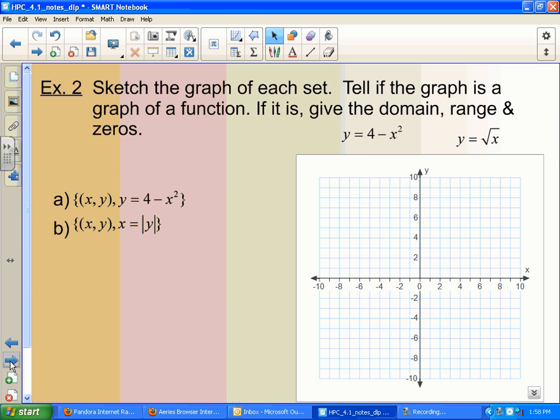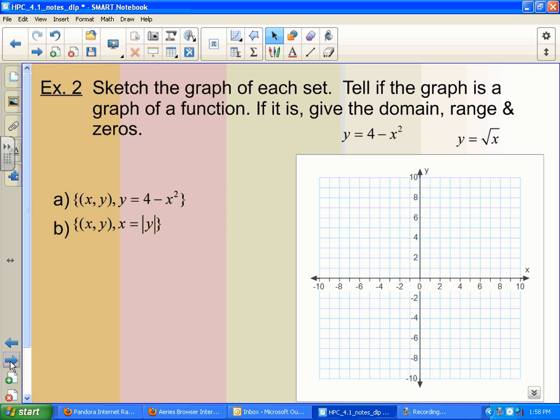Yes, Chloe? Why is there y equals the square root of x? Oh, great question. I had been using that for something else, and I left it on there. So that's actually an oops right there. That should be it. But good catch.